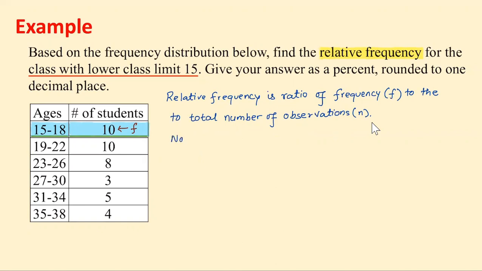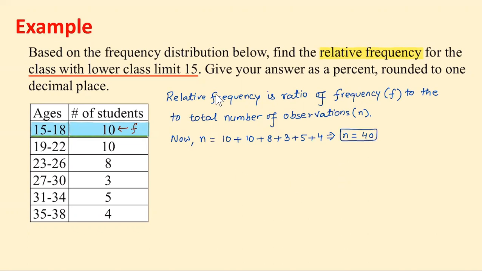Now the value of n, or total number of observations, is equal to the sum of all frequencies. That means we are adding all these numbers here. So n is equal to 10 plus 10 plus 8 plus 3 plus 5 plus 4. That is equal to 40. So the total number of observations is equal to 40.